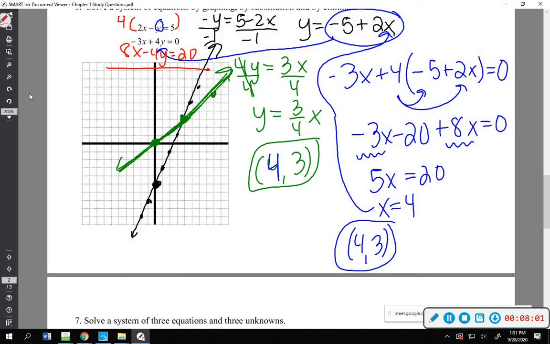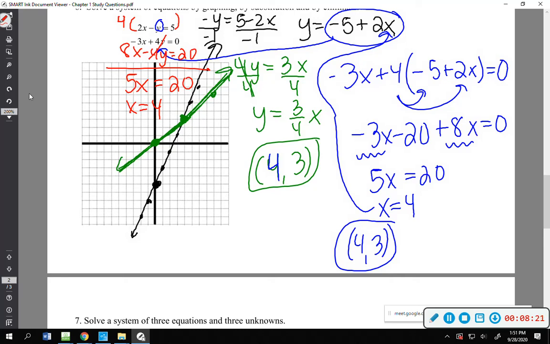So 8 minus 3 is 5x. The y's cancel, and 0 plus 20 is 20. Divided by 5, we get x equals 4. All right, that probably seems super easy to you guys now after you did 1.4. Probably like, yeah, 2 equations, got this.